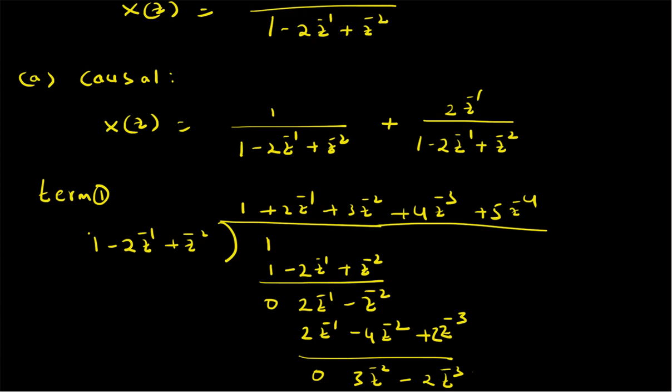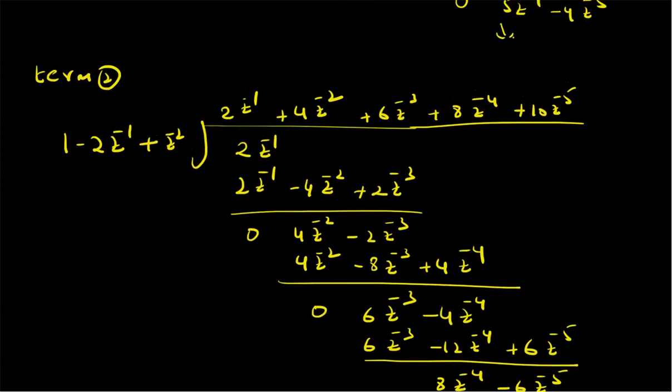And then the second term, the numerator is 2z inverse, and so the divisor is 1 minus 2 z power minus 1 plus z power minus 2. So for the first term we'll have a coefficient 2z inverse, and then the next coefficients are 4z power minus 2, 6z power minus 3, 8z power minus 4 and so on.